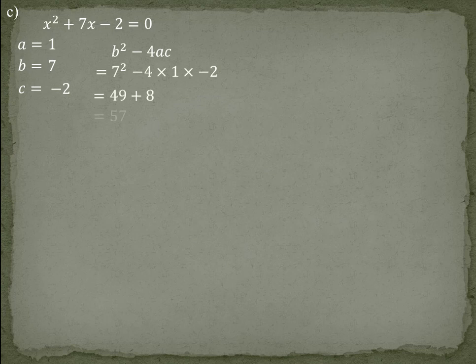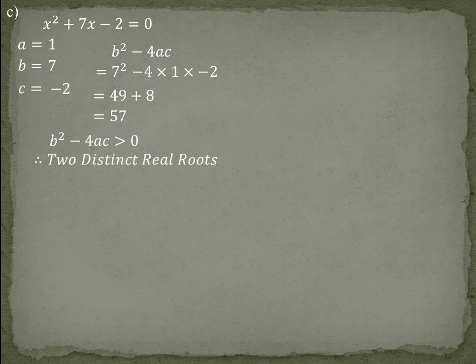Last example, x squared plus 7x minus 2. You can probably guess what's coming here. A, B, and C are 1, 7, and minus 2. Sub them in, and we end up with a discriminant of 57. Therefore, it's positive 57. So when b squared minus 4ac is greater than 0, we have two distinct real roots.